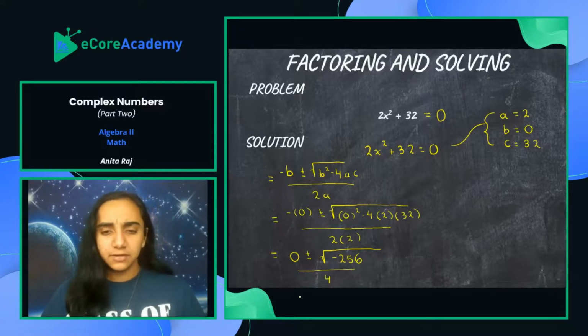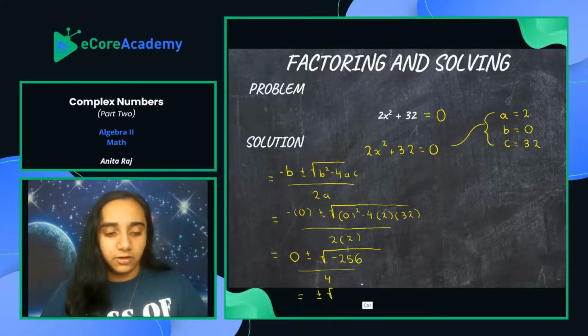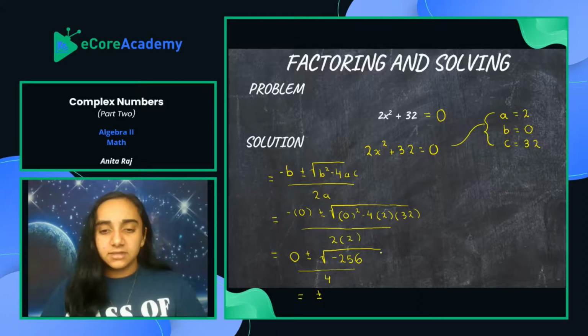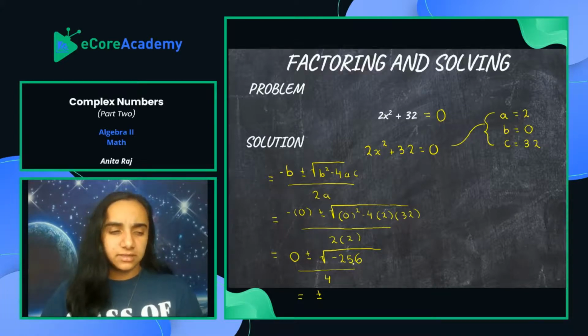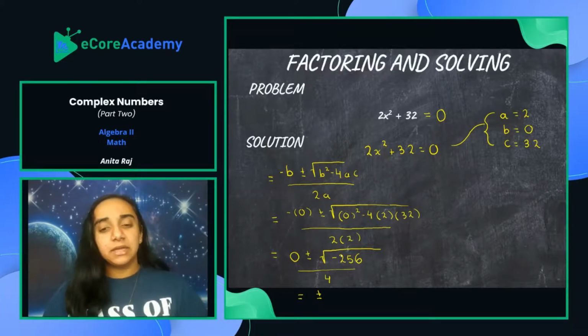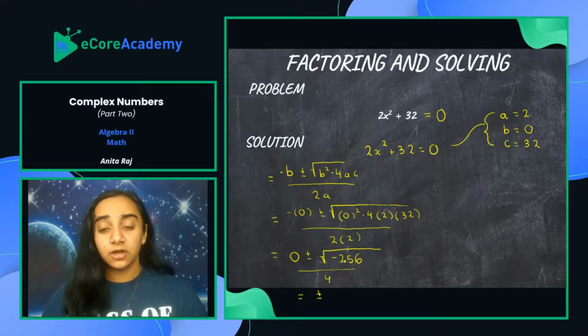And what's going to happen is, we don't have to worry about the 0 anymore, so I'm going to stop writing that 0. We get plus or minus the square, sorry, not the square root. We're already taking the square root. Let me just erase that quickly. Plus or minus the square root of negative 256. And this is technically going to be equal to the square root of negative 1 times the square root of 256.